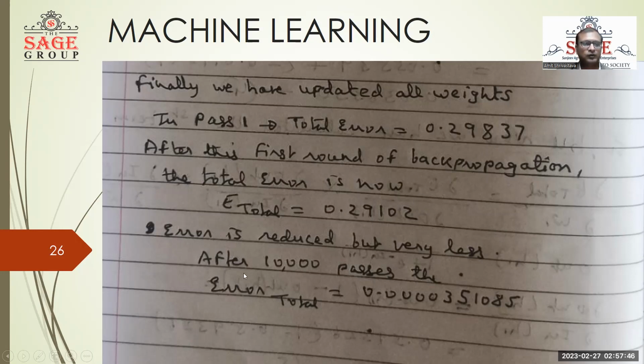So it will definitely reduce, but the error will be reduced in a very gradual manner, because we are also making use of alpha, that is the learning rate. Now this error is reduced but very little, and after 10,000 passes, if you calculate and apply this formula, the total error will be 0.0000351085. So this is how we apply the backpropagation technique in the neural network.